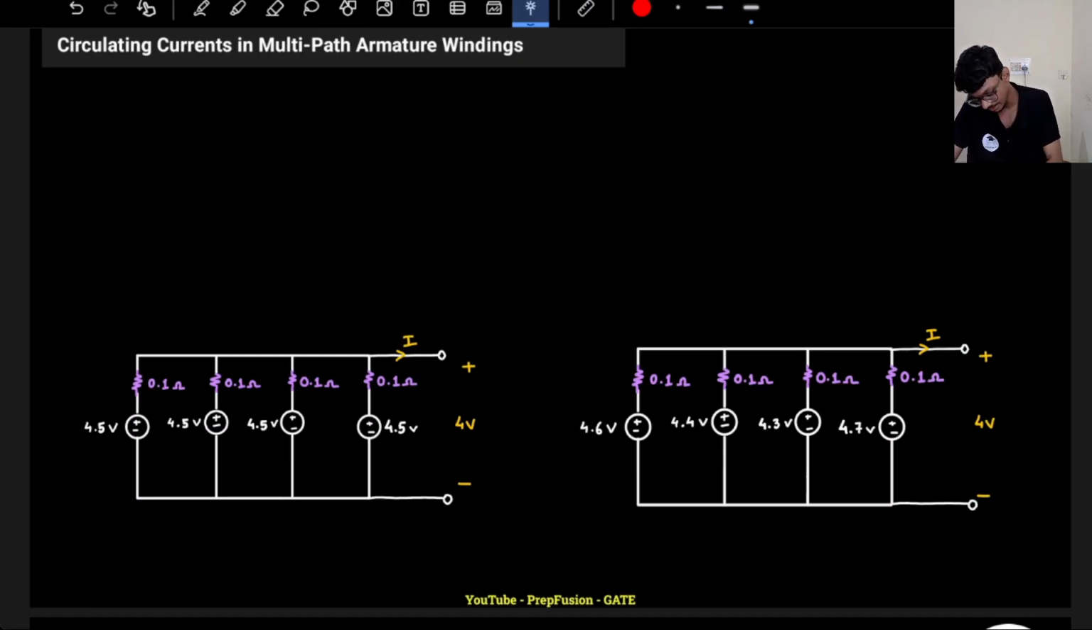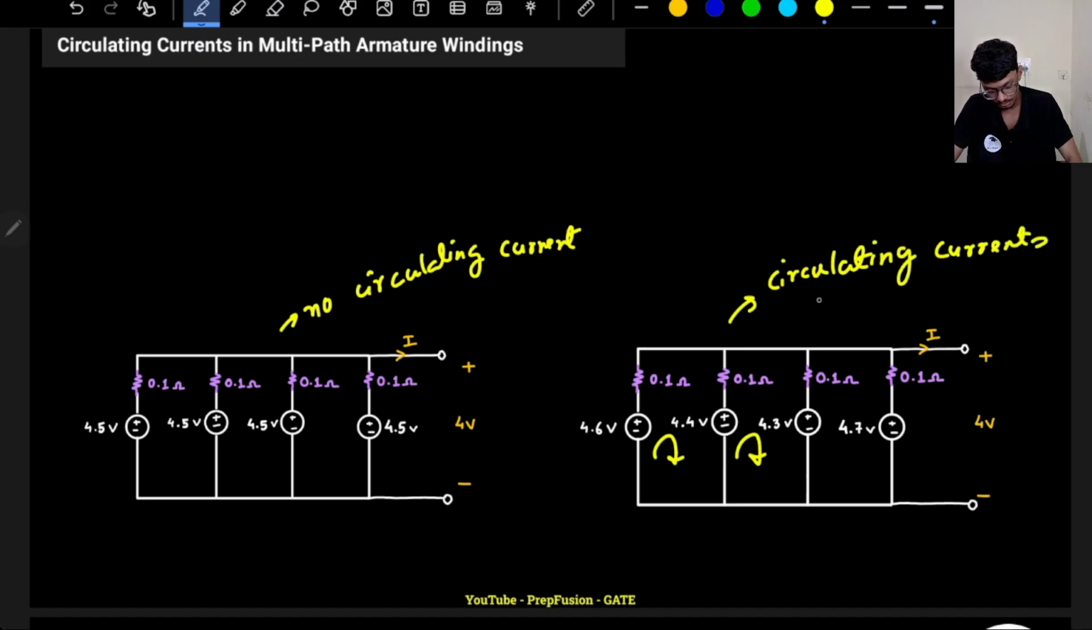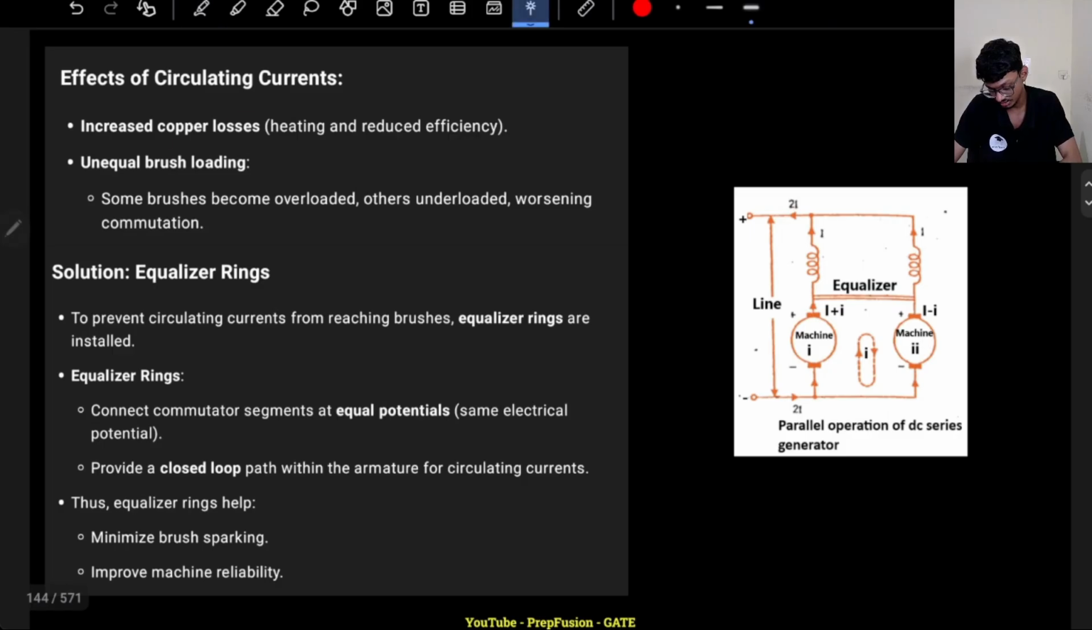So here no circulating current flows, because all the voltages are the same. But here, even if there is a minute difference, in reality circulating current will flow, circulating inside the supply. So circulating currents will flow. The effects I have already discussed: increased copper loss, all these things will happen.